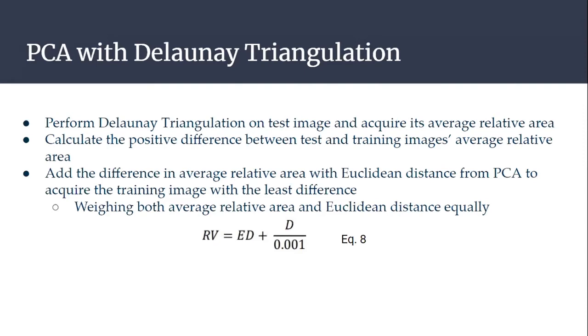So as we could see, we would perform the Delaunay triangulation on the test image and acquire its average relative area. And then we would calculate the positive difference between the test and training image's average relative area. And then we would add that positive difference with the Euclidean distances that we acquired from PCA. And we do that in order to get the training image with the least Euclidean distance difference and average relative area difference.